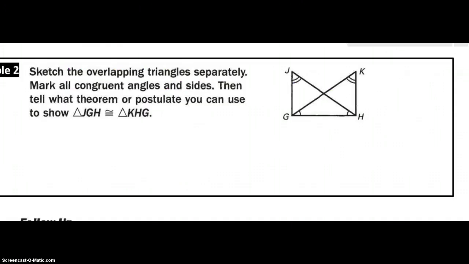Okay, now we're going to look at example 2. Sketch the overlapping triangles separately. Mark all congruent angles and sides, then tell which theorem or postulate you can use to show the triangles are congruent. So let's take this one step at a time. Let us take a look. We have two larger triangles here.